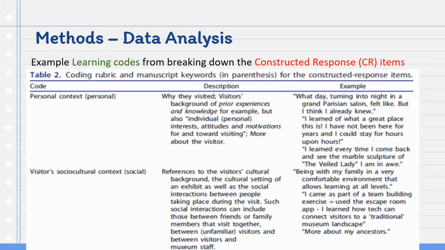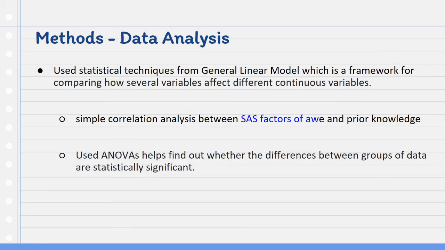There are examples on the right. Data analysis was performed using techniques from the general linear model, which is a framework for comparing how several variables affect different continuous variables. A simple correlation analysis between situational score factors and prior knowledge was performed. Analysis of variance, or ANOVAs, were used to make comparisons between multiple variables in the study.